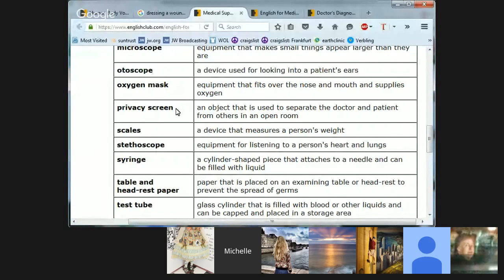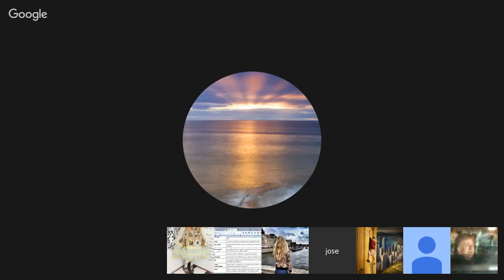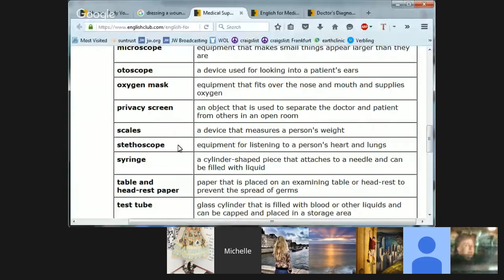Okay, Jose, can I ask you to read the next two? Privacy screen: an object that is used to separate the doctor and patient from others in an open room. Scales: a device that measures a person's weight. All right, very nice. Good job.